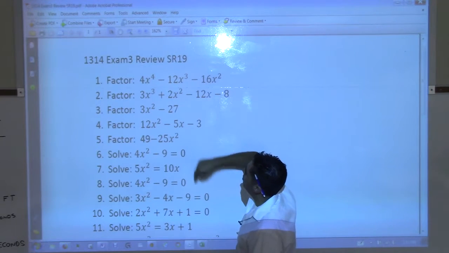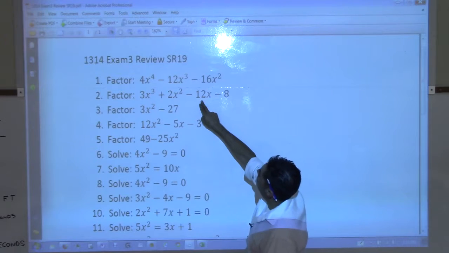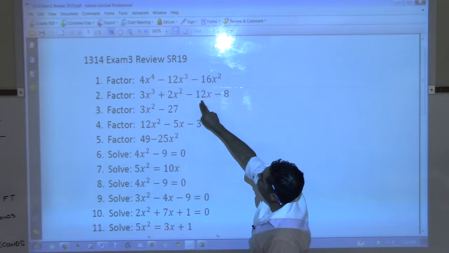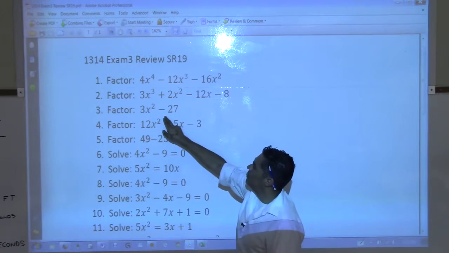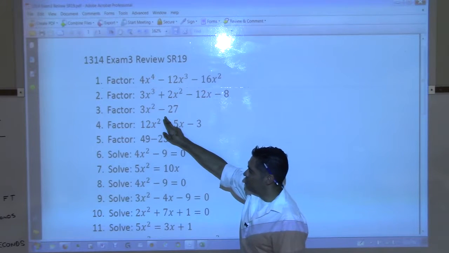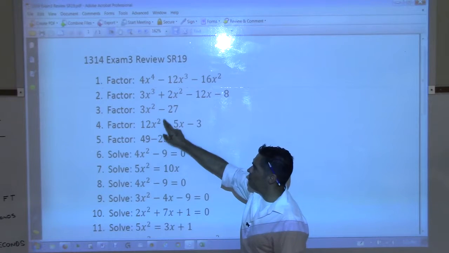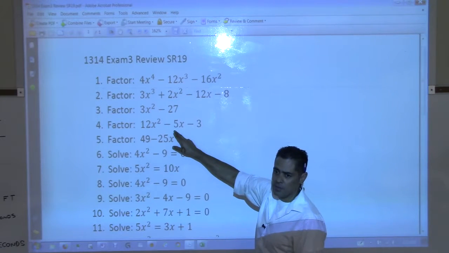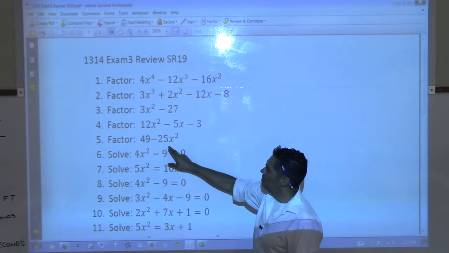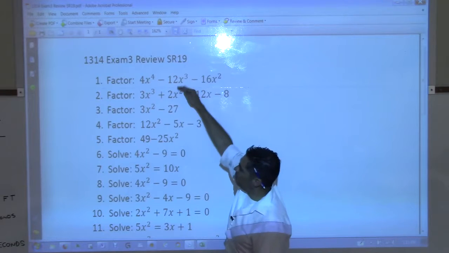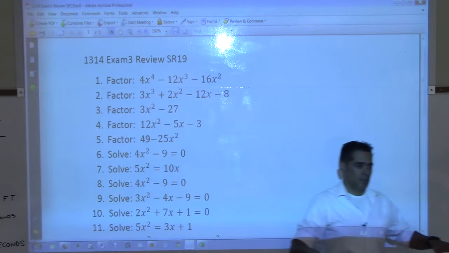GCF, then you have 3 terms. This is factoring GCF? I don't think so. 4 terms, grouping. GCF first, you can pull a 3 out, then difference of squares. 3 terms, AC method. 2 terms, no GCF, difference of squares. Now, those first 5 problems are all factoring.